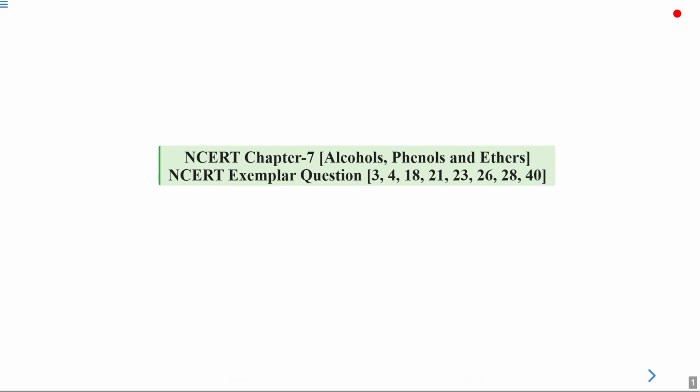Hello students. Today we are going to solve the NCERT Exemplar questions of our chapter 7, that is alcohol, phenols and ethers. And we are going to solve question number 3, 4, 18, 21, 23, 26, 28 and 40.